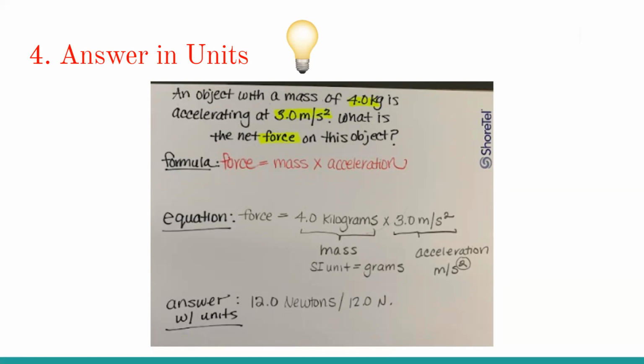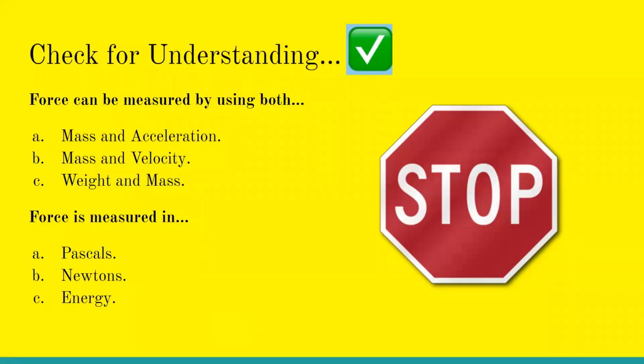Check for understanding, our favorite part. Force can be measured by using both what? What's included in the force formula? Is it A, mass and acceleration, mass and velocity, or weight and mass? What are the two things in that equation? We talked about it earlier so long, so we should remember. Force is measured in A, pascals, B, newtons, or C, energy. We just did an example and we talked about it too, so you should have the right answers. Let's take a look. I'll give you 5 seconds.